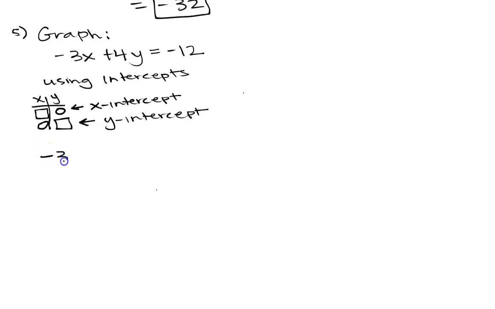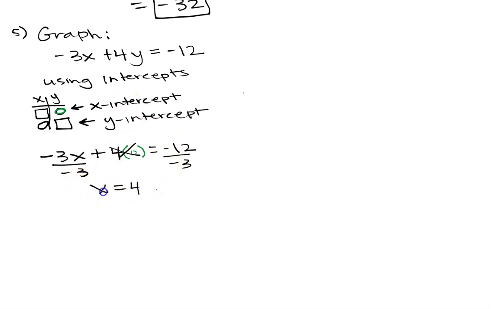So I'm going to have negative 3x plus 4 times 0, right? I'm putting 0 in place of my y here. And then equals negative 12. Well, 4 times 0 is just 0, so that term's really gone. And then I have negative 3x equals negative 12, so now I just need to divide both sides by negative 3. So x equals positive 4.